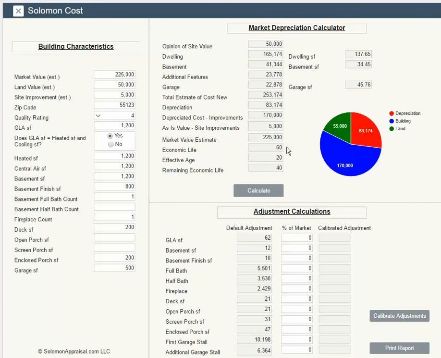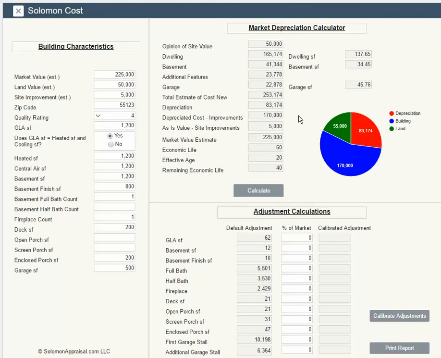Notice how 20 years effective age is 33% of the 60-year economic life. Remaining economic life, 60 minus 20, is 40 years. That's 67% of the economic life. It necessarily follows that the depreciated cost of improvements is 67% of cost new. 170 is 67% of 253. The market is paying 67% of new building cost.